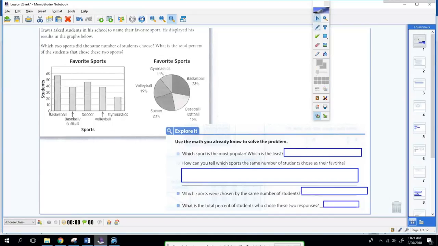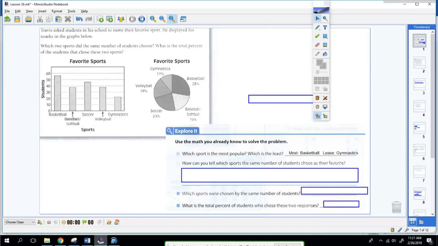Well, the most popular sport is going to be basketball because it's the tallest bar. And the least one is going to be gymnastics because it's the smallest. So the answer is most is basketball and the least is gymnastics. Another way you could have done it is basketball has the biggest percent and gymnastics has the smallest percent.